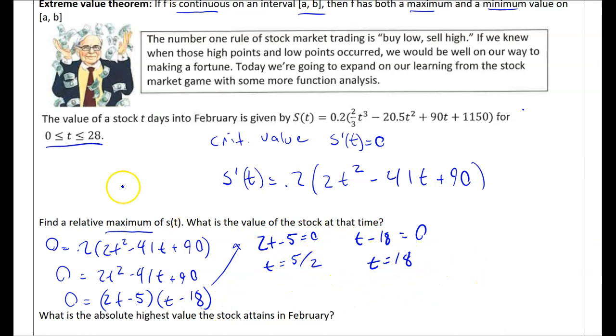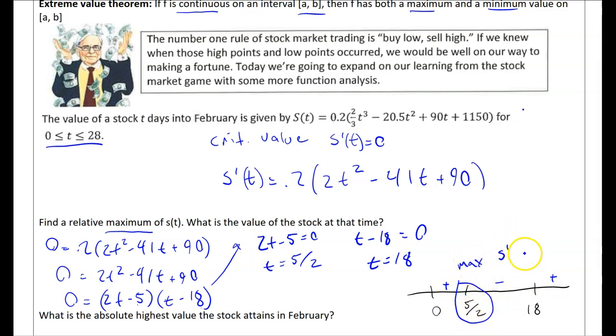And if I wanted to make a sign chart then, my sign chart would be like so. We only really care about positive values of t. 5 halves is here, and then 18 is way up here. And I did this work already. We get a positive interval here, a negative interval here, and a positive interval here. So my maximum value is right here, right? This is my maximum because s prime goes from positive to negative.